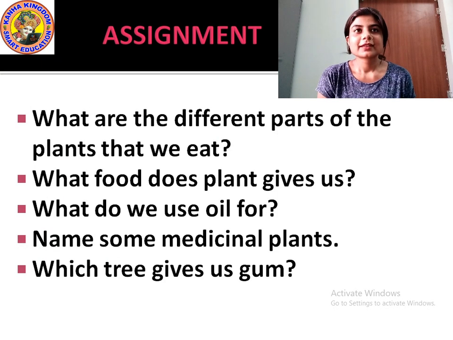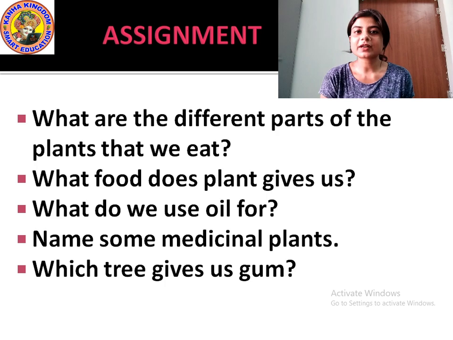So students, these are some questions. Please practice these at home. Try to write these questions in your notebook. Make one notebook for science. I hope every one of you has made a notebook.